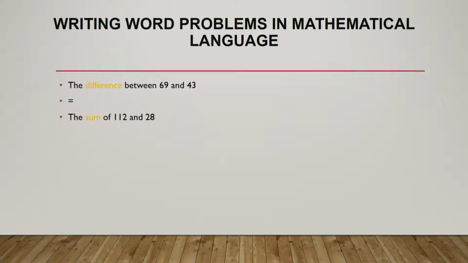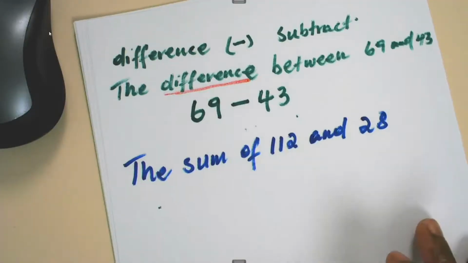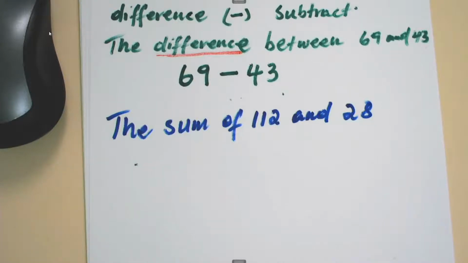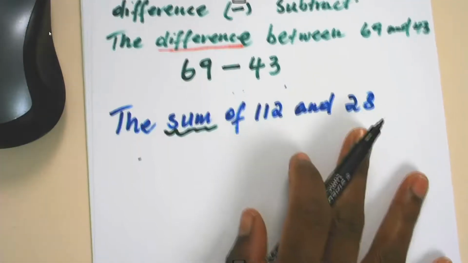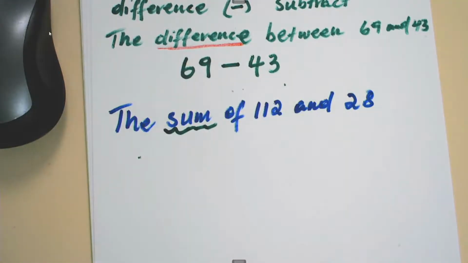The second one says find the sum. The word that has been highlighted there is the sum. So the sum of 112 and 28. The key word there is sum. So guys, when you are given a word problem, it is advisable to use a pencil and highlight which word is going to make things easier for you, the word that will make you think, okay, this is the operation that I'm supposed to be using. So if it says find the sum, what am I supposed to do?